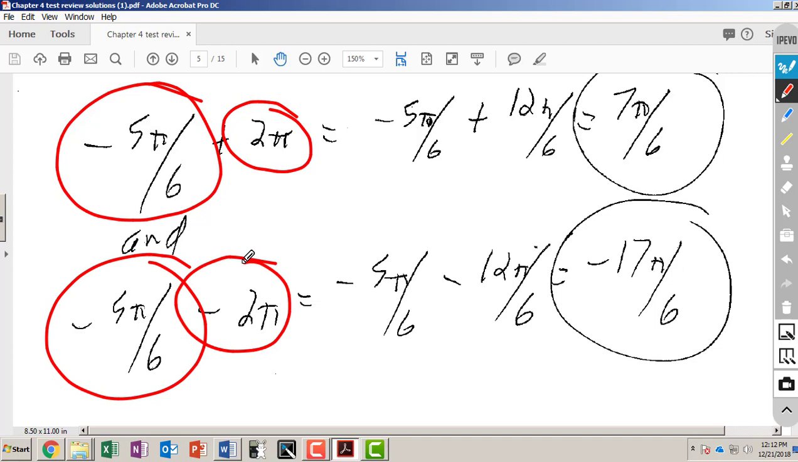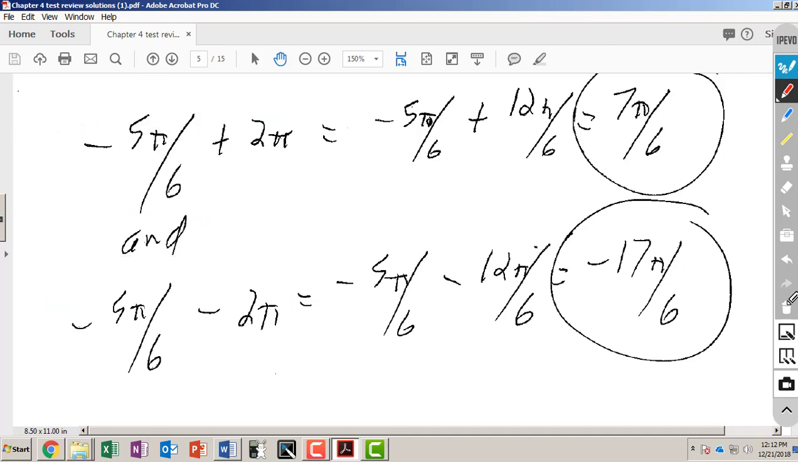Now remember, when you are adding and subtracting 2 pi, this right here has a denominator equal to 1. So that means I'm going to have to multiply this both top and bottom by 6 to find your common denominator.